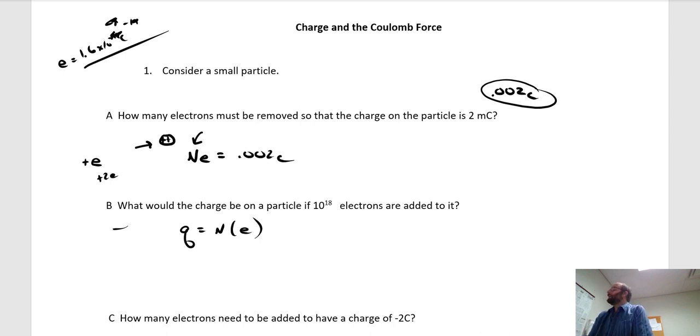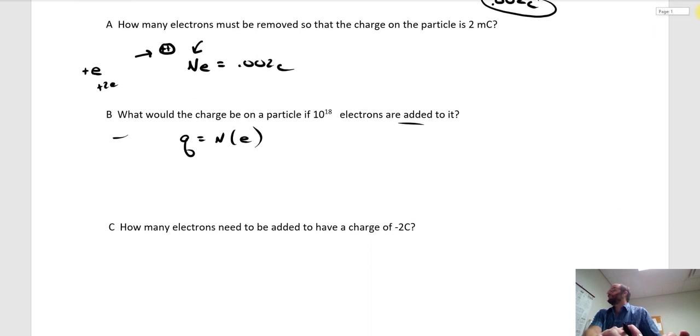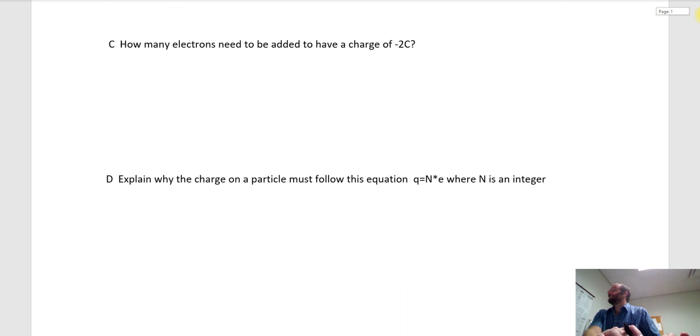Now keep in mind that we are adding electrons here to it. So think about what that's going to do as far as the plus and minus signs on that charge, whether it's going to be positive or negative. That's probably enough to get you through the first problem here.